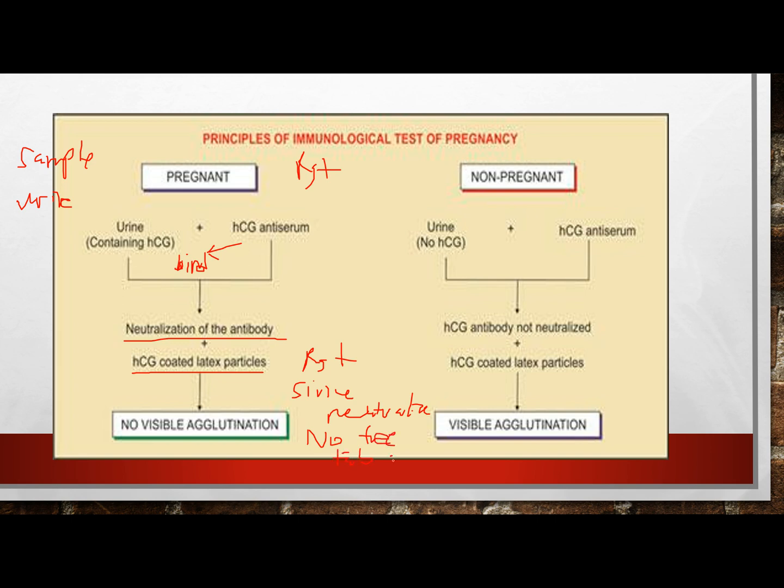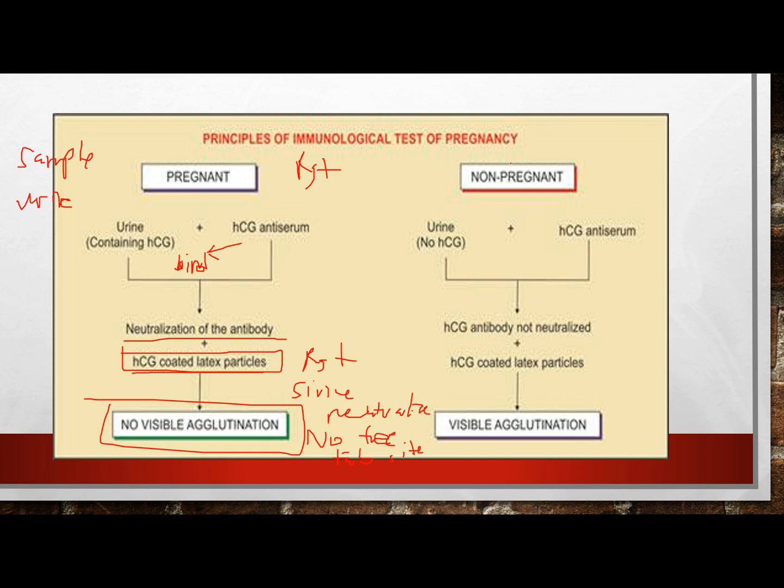Fab site. Walang free Fab site. There's no free Fab site. There would be no site for these HCG-coated latex particles to attach. Thus, there would be no visible agglutination.